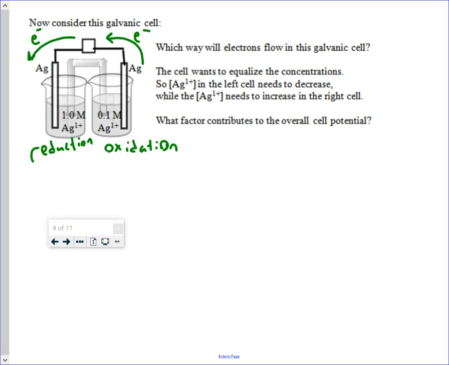Okay? The very last question says, what factor contributes to our overall cell potential? And essentially, it just has to do with the fact that we have different concentrations. Okay? Because our concentrations aren't equal, we get this difference. All right? Remember, when you have the value of the reduction potential that you look up, that's always at standard conditions.